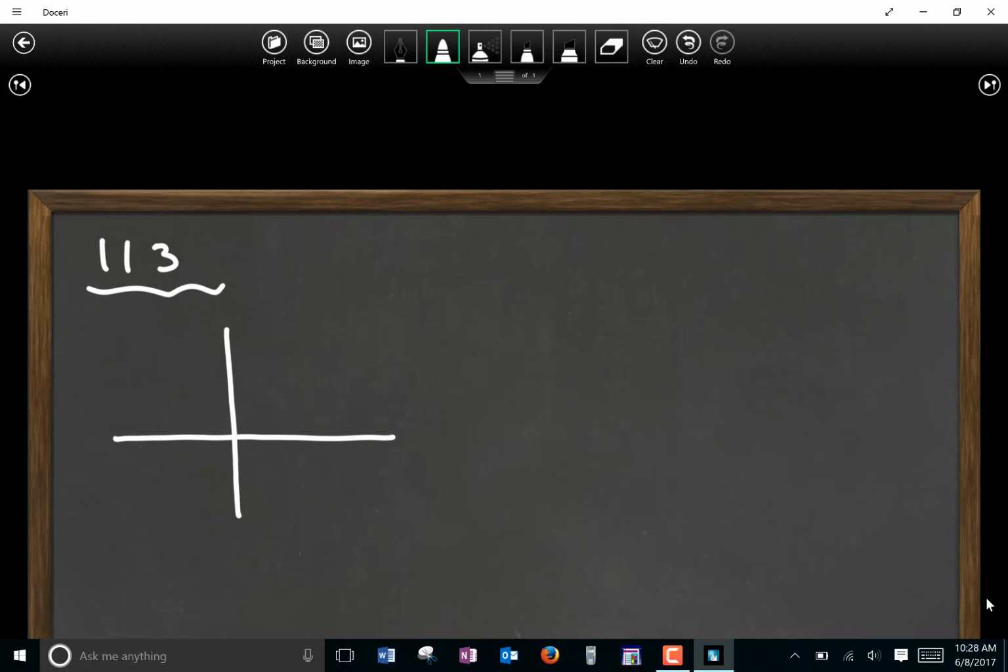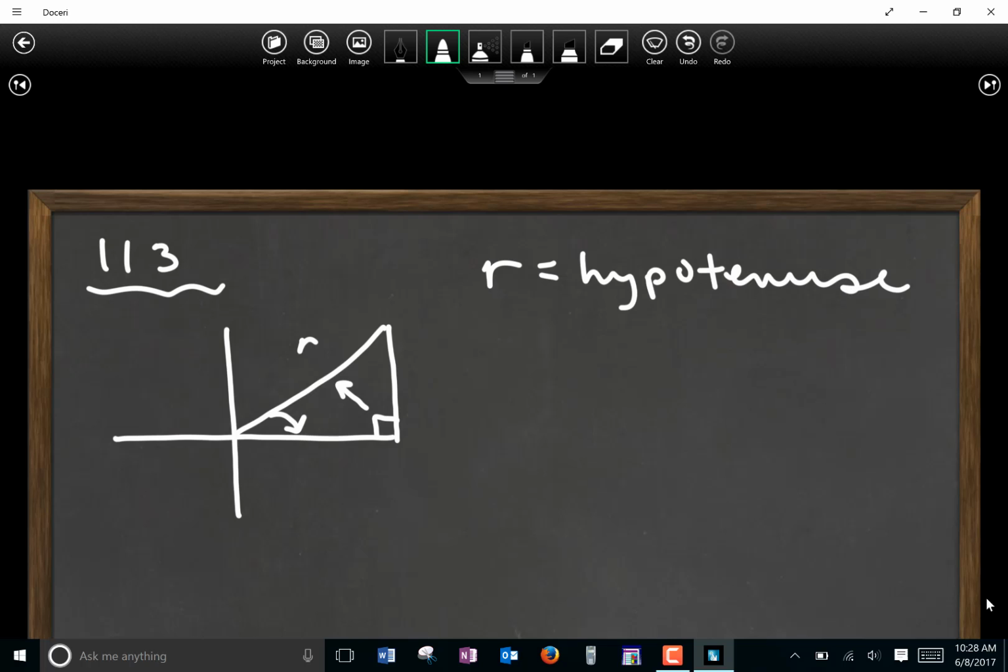And your triangles, in your book, they refer to this triangle being in standard position. And this is an angle that you're looking at. This is a right angle on the triangle. The one across from the right angle is labeled R in your book, and it is the hypotenuse. So R equals hypotenuse. Remember that the hypotenuse is the longest side of a right triangle.